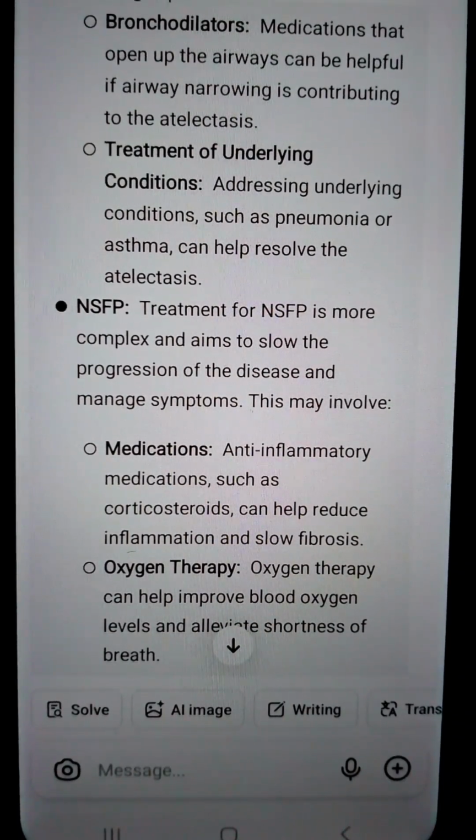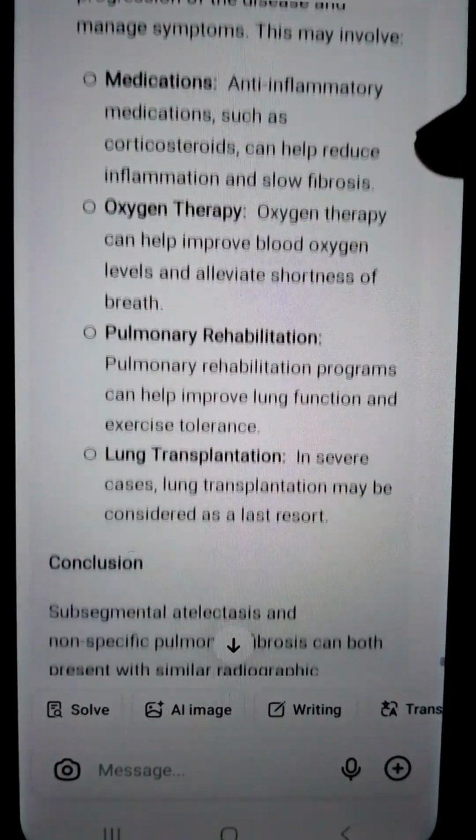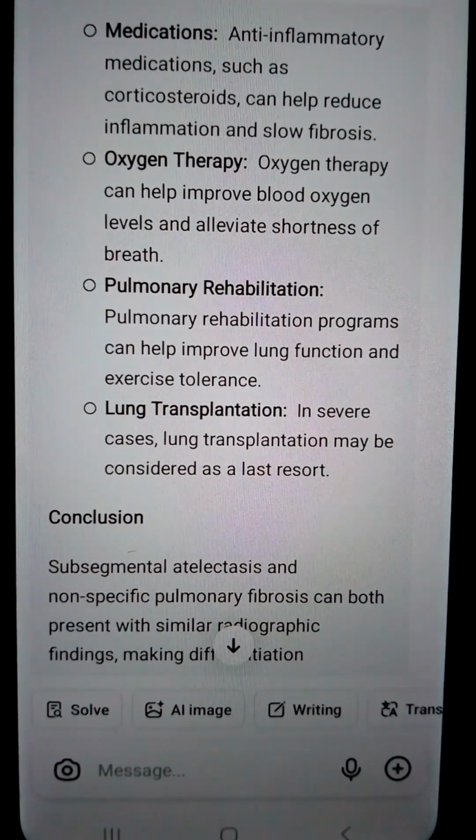NSFP. Treatment for NSFP is more complex and aims to slow the progression of the disease and manage symptoms. This may involve medications. Anti-inflammatory medications, such as corticosteroids, can help reduce inflammation and slow fibrosis.